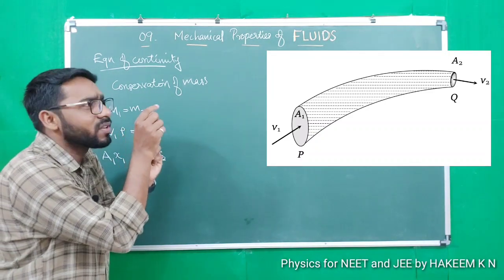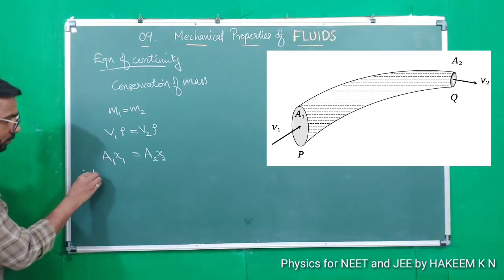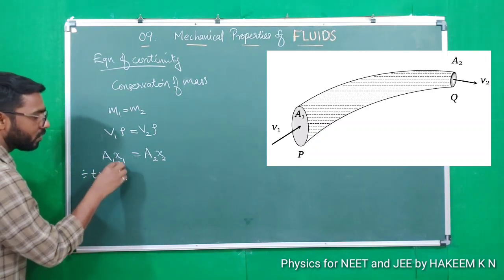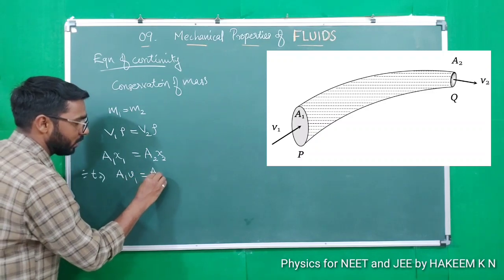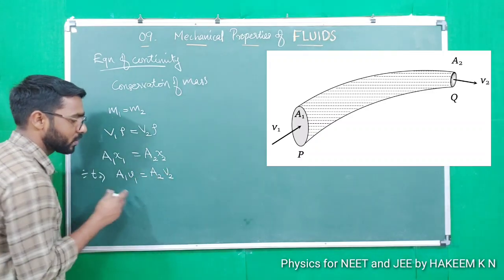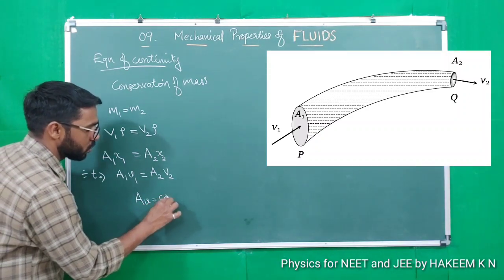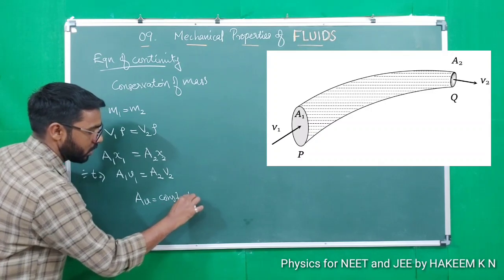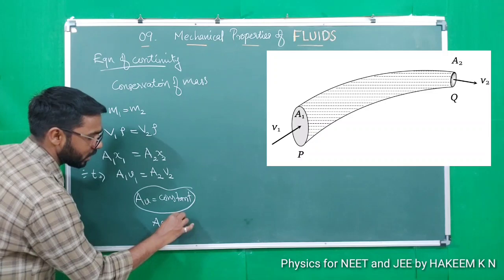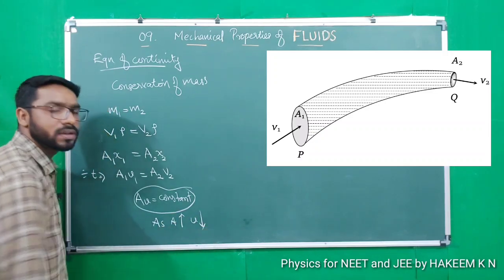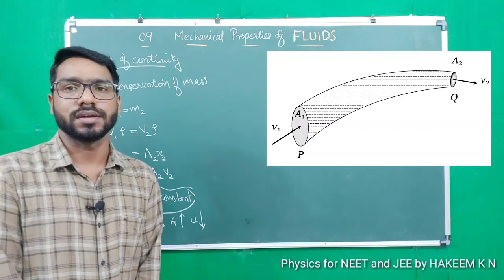Small displacement when the liquid is leaving the tube, and dividing it by the time, then we will get what? A1 x1 by t is V1, A2 x2 by t is V2. So area into velocity, AV, is constant. That means as area increases, velocity decreases.